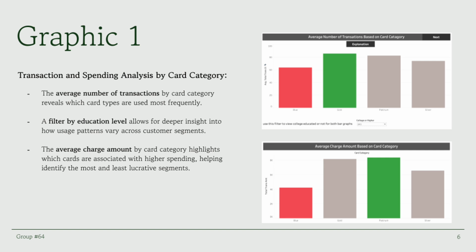Graphic 1. Starting with our first visualization, we explored how transaction behavior and spending vary across different card types. On top, we see a bar graph showing the average number of transactions per card category. This helps us understand which cards are most frequently used. Gold card holders lead in transaction volume, suggesting higher engagement. The second graph focuses on average charge amount. Here, platinum cards show the higher spending, indicating premium customers who may be more valuable but more selective.